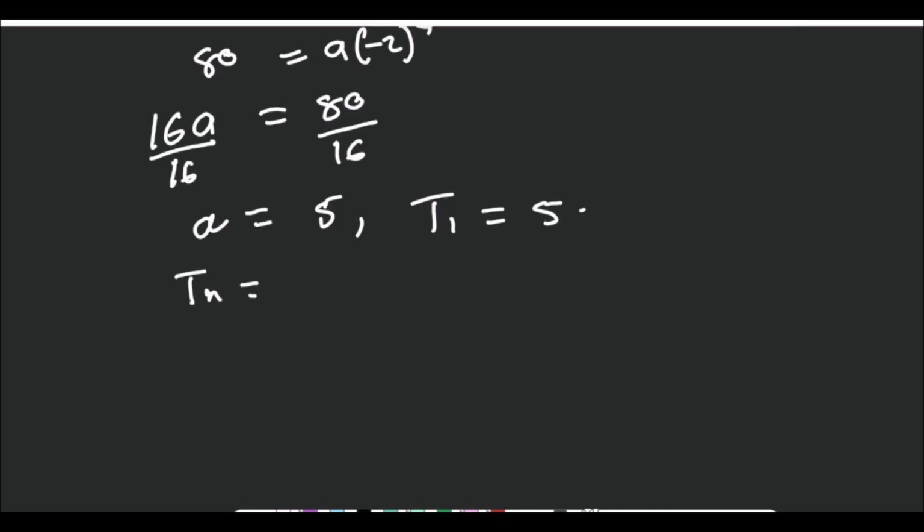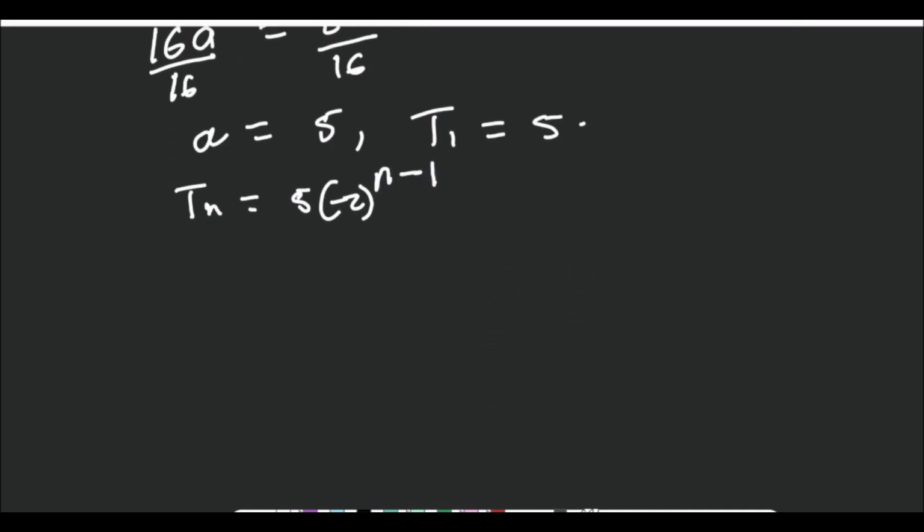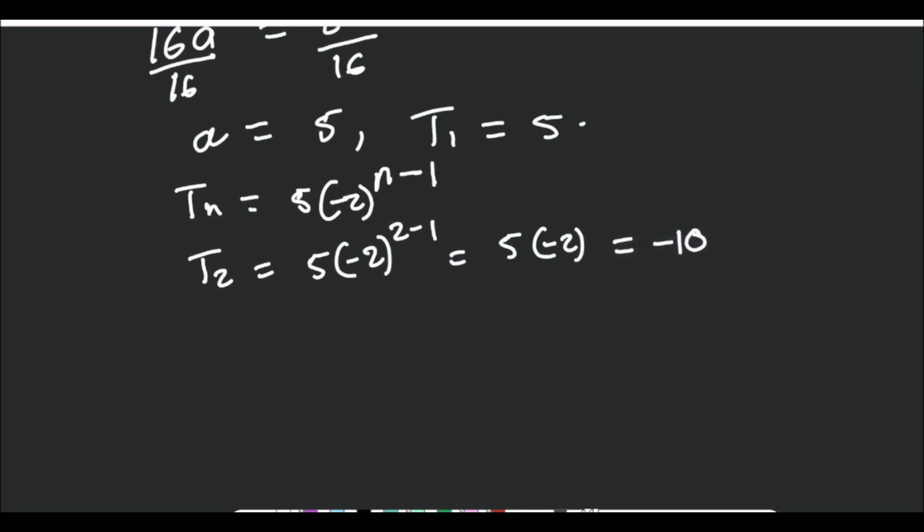All right, so remember, we know our a now. Our a is 5 and our constant ratio is -2, right? And we raise that to n minus 1. All right, now we have a, which is T1, and what we are looking for is T2 and T3. All right, so our T2 in this case is going to be 5 times -2 to the power 2 minus 1, which is equal to 5 times -2 to the power 1, and that gives us -10. All right, you get it.